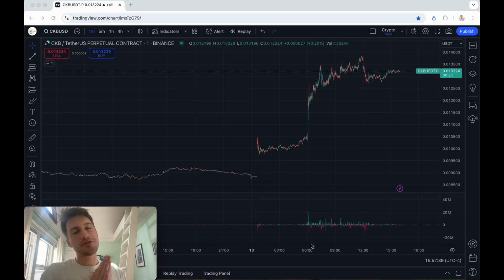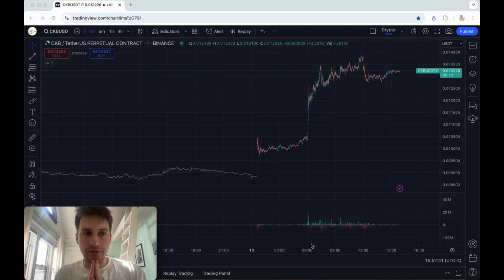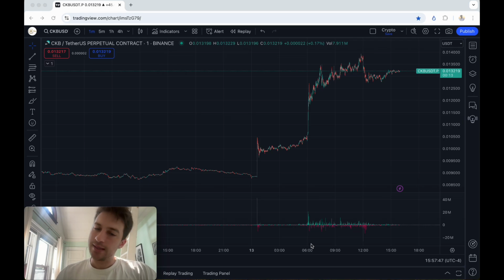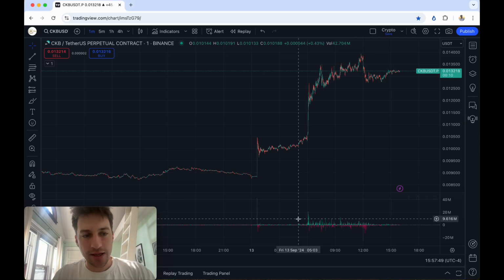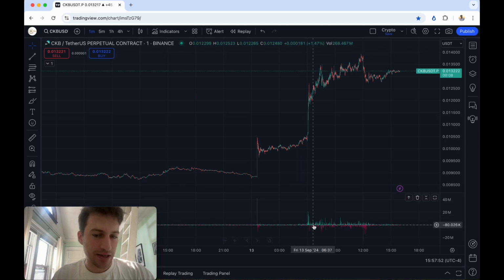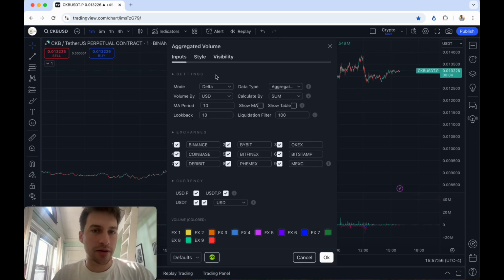Hello traders and welcome to a new quick 5-minute alpha on a really cool TradingView free indicator that I thought a lot of you guys might like. Let's dive in. It is the indicator right here, which is partially obscured by my head, as you can see in the bottom left of your screen. But here's the indicator. It is aggregated volume.